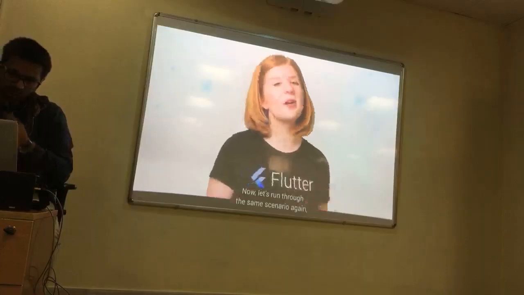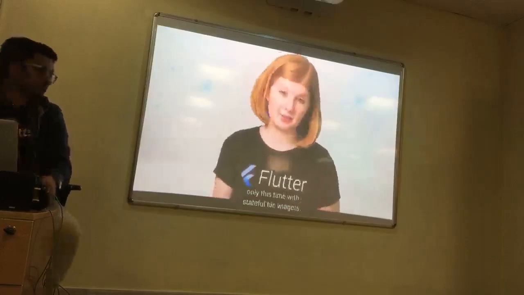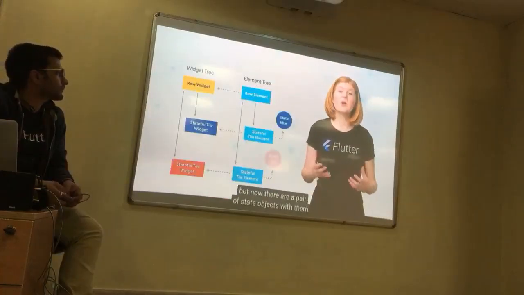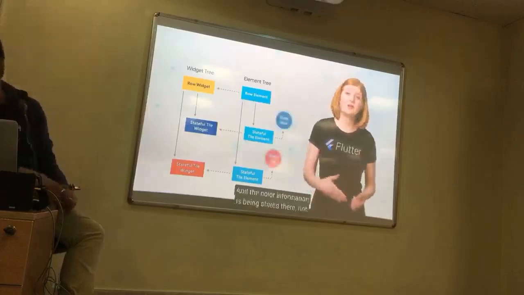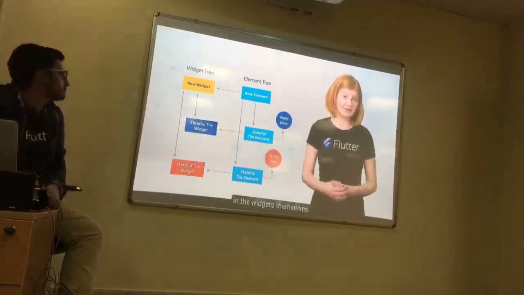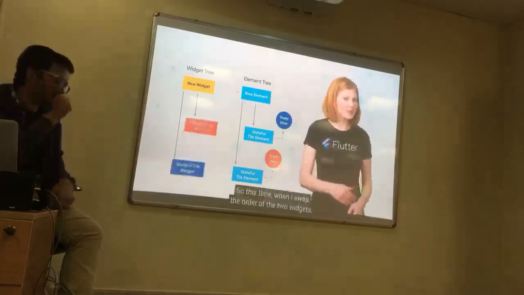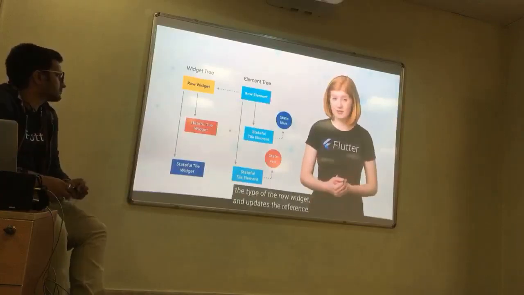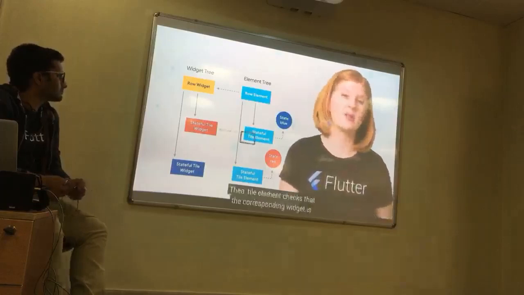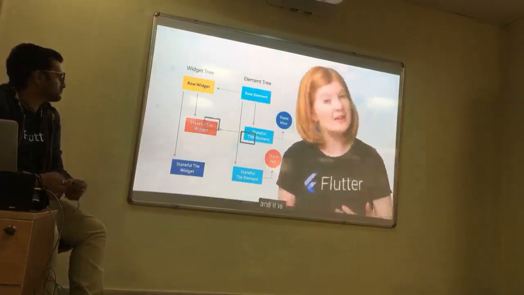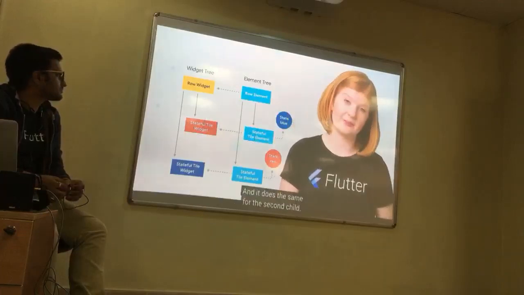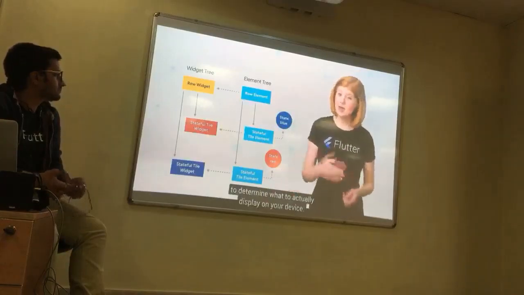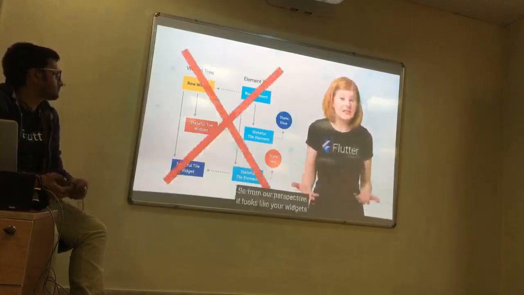Now let's run through the same scenario again, only this time with stateful tile widgets. You can see I've got the same widgets and elements as before, but now there are a pair of state objects with them, and the color information is being stored there, not in the widgets themselves. So this time, when I swap the order of the two widgets, Flutter walks the element tree, checks the type of the row widget, and updates the reference. Then the tile element checks that the corresponding widget is the same type, a tile widget, and it is. And it does the same for the second child. Flutter uses the element tree and its corresponding state to determine what to actually display on your device. So from our perspective, it looks like your widgets didn't properly swap.